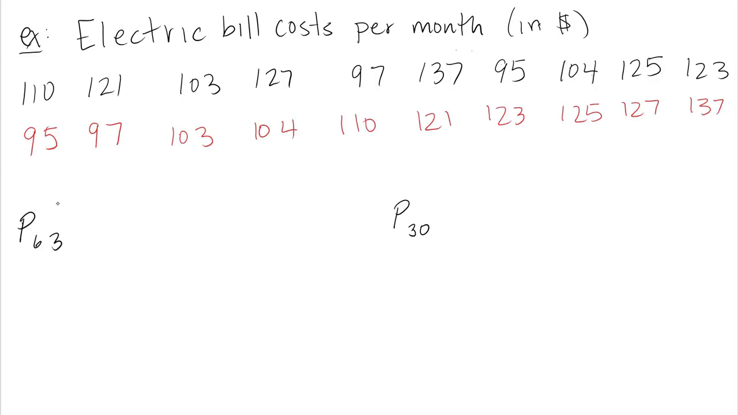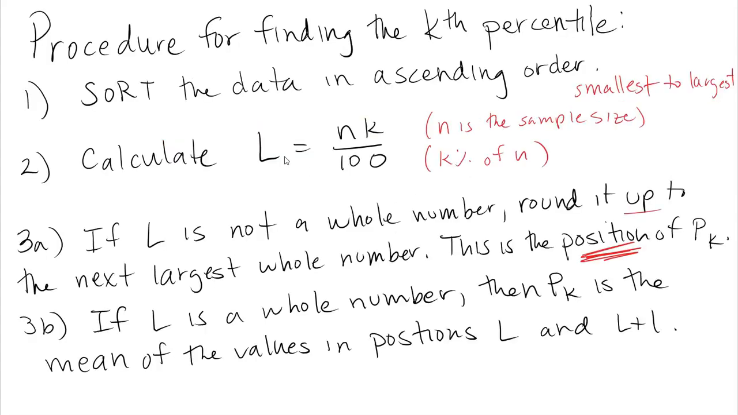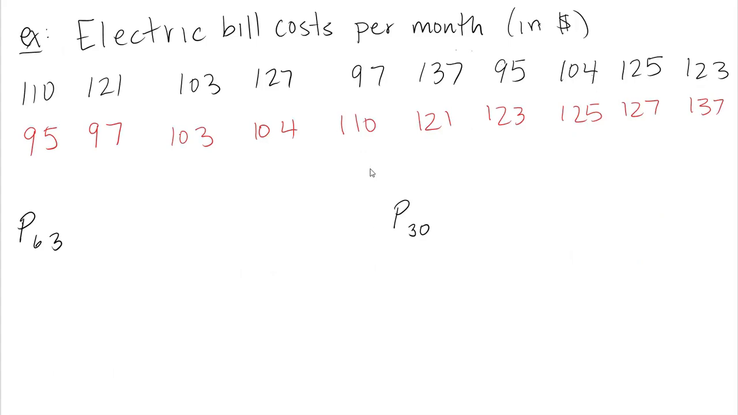Let's do the 63rd percentile first. To find the 63rd percentile, we have to calculate its location, which is found by taking n, the sample size, times k, which comes from the percentile that you're finding, and dividing that by 100. So in this example, n is 10 because there are 1, 2, 3, 4, 5, 6, 7, 8, 9, 10 pieces of data, 10 electric bills. N is 10. K for this example is 63, and we divide that by 100. Do that arithmetic and it comes out to 6.3.